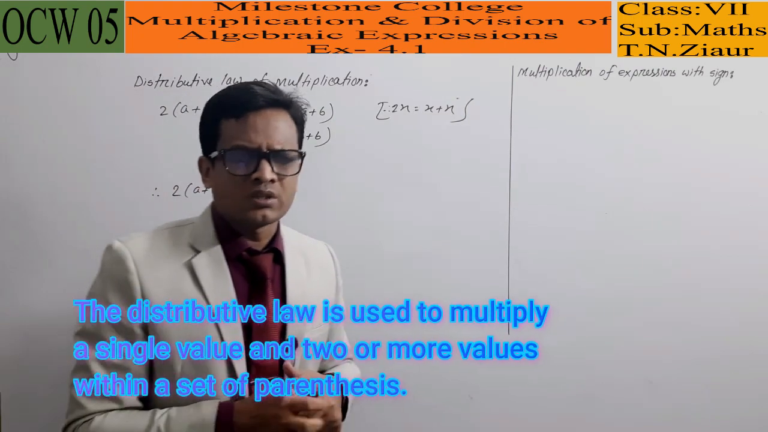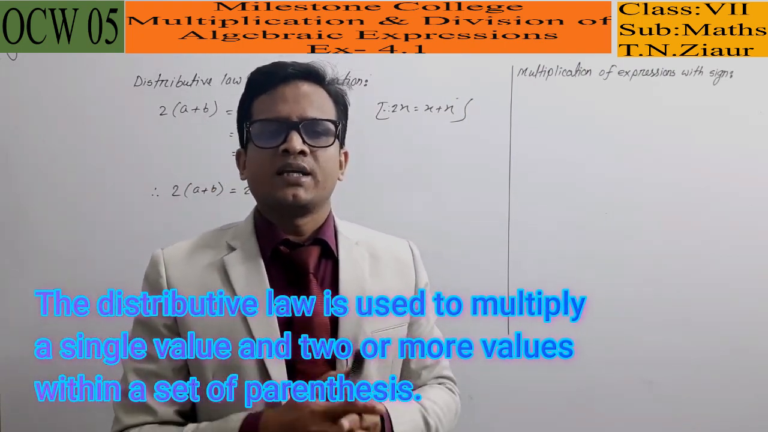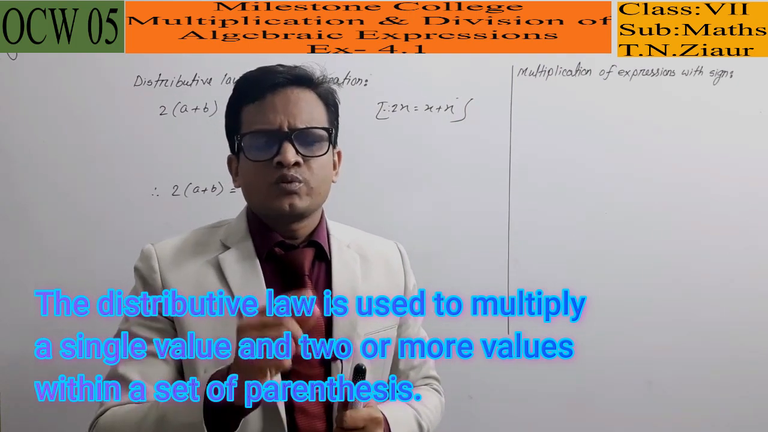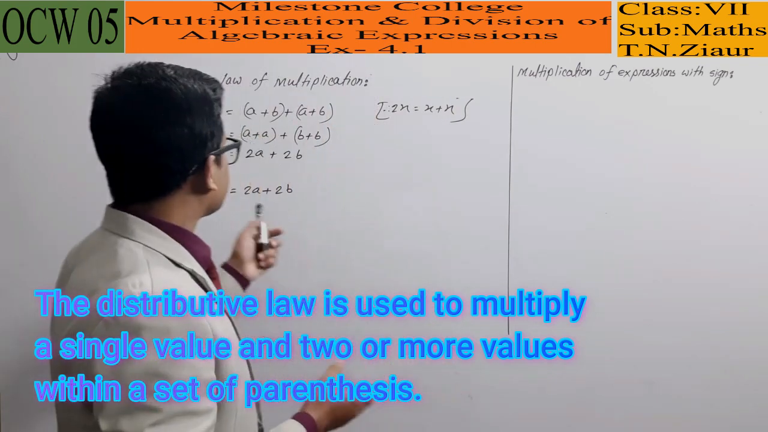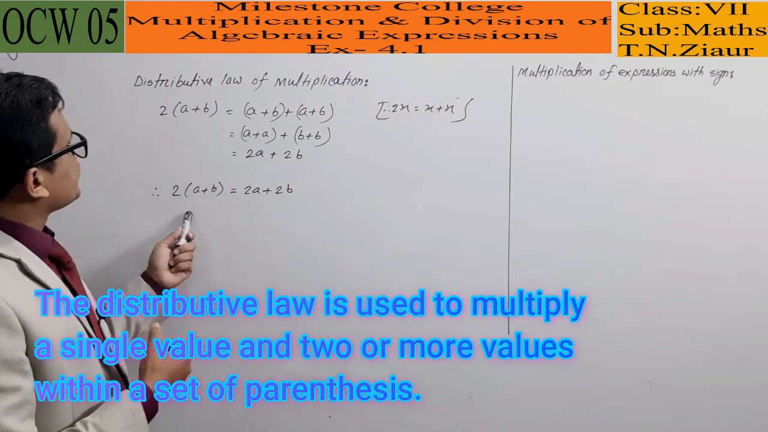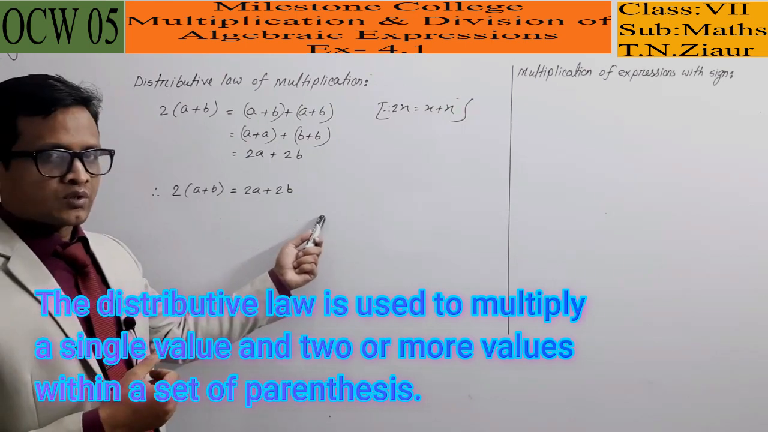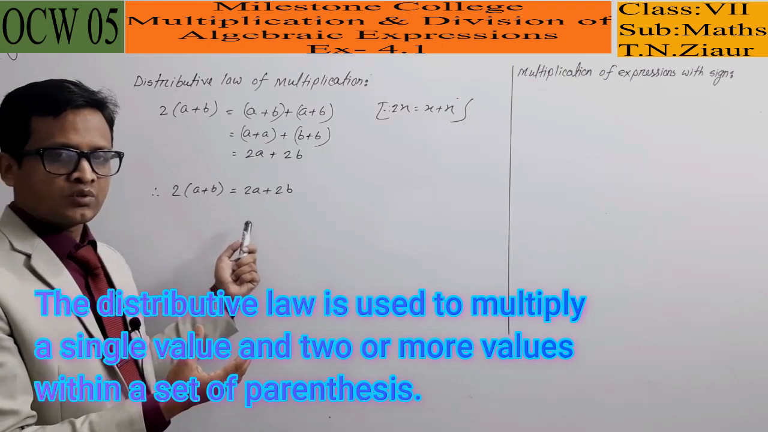So what is called the distributive law of multiplication? The distributive law is used to multiply a single value and two or more values within a set of parentheses. Within a set of parentheses means in brackets. So this one is called the distributive law of multiplication. It can be more values, not only two. Okay, have you understood now?